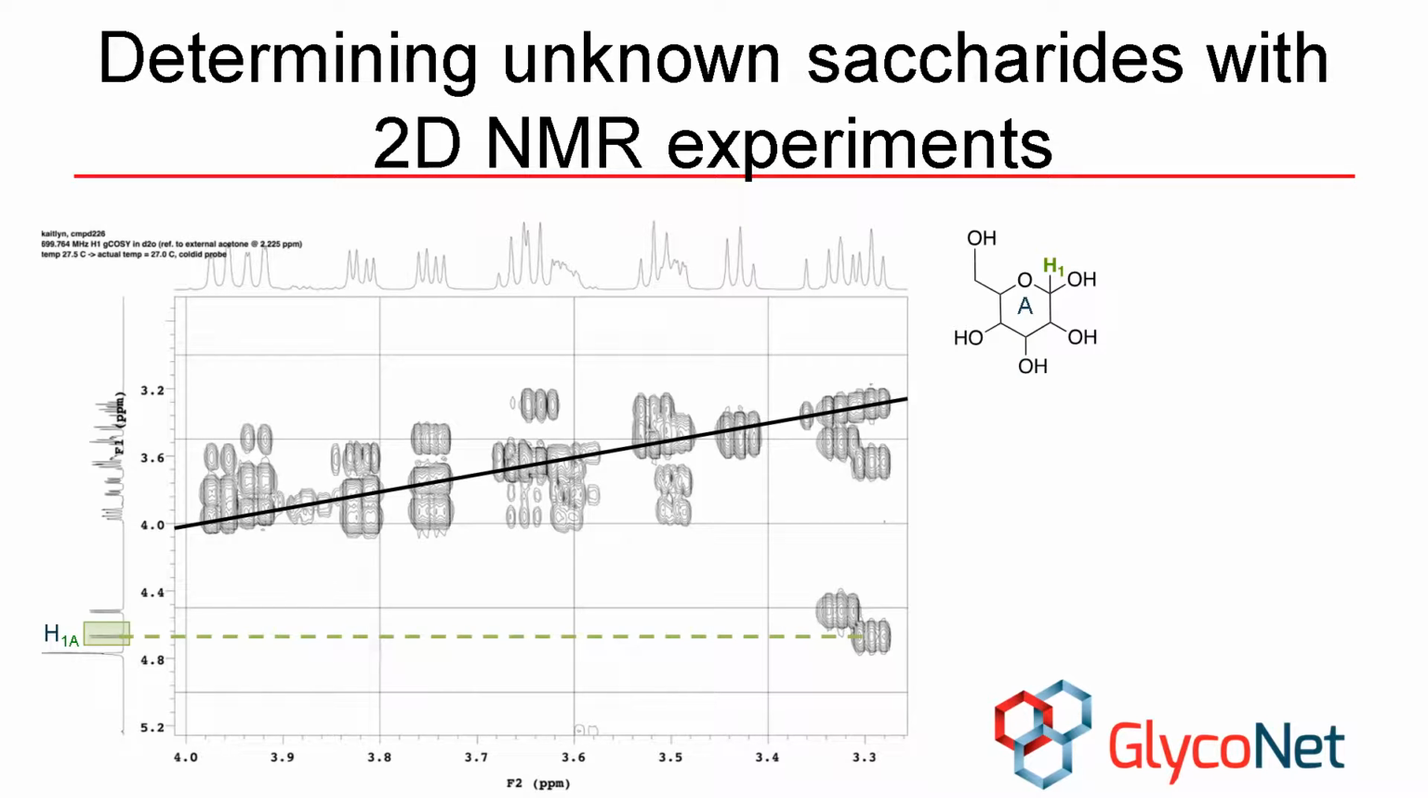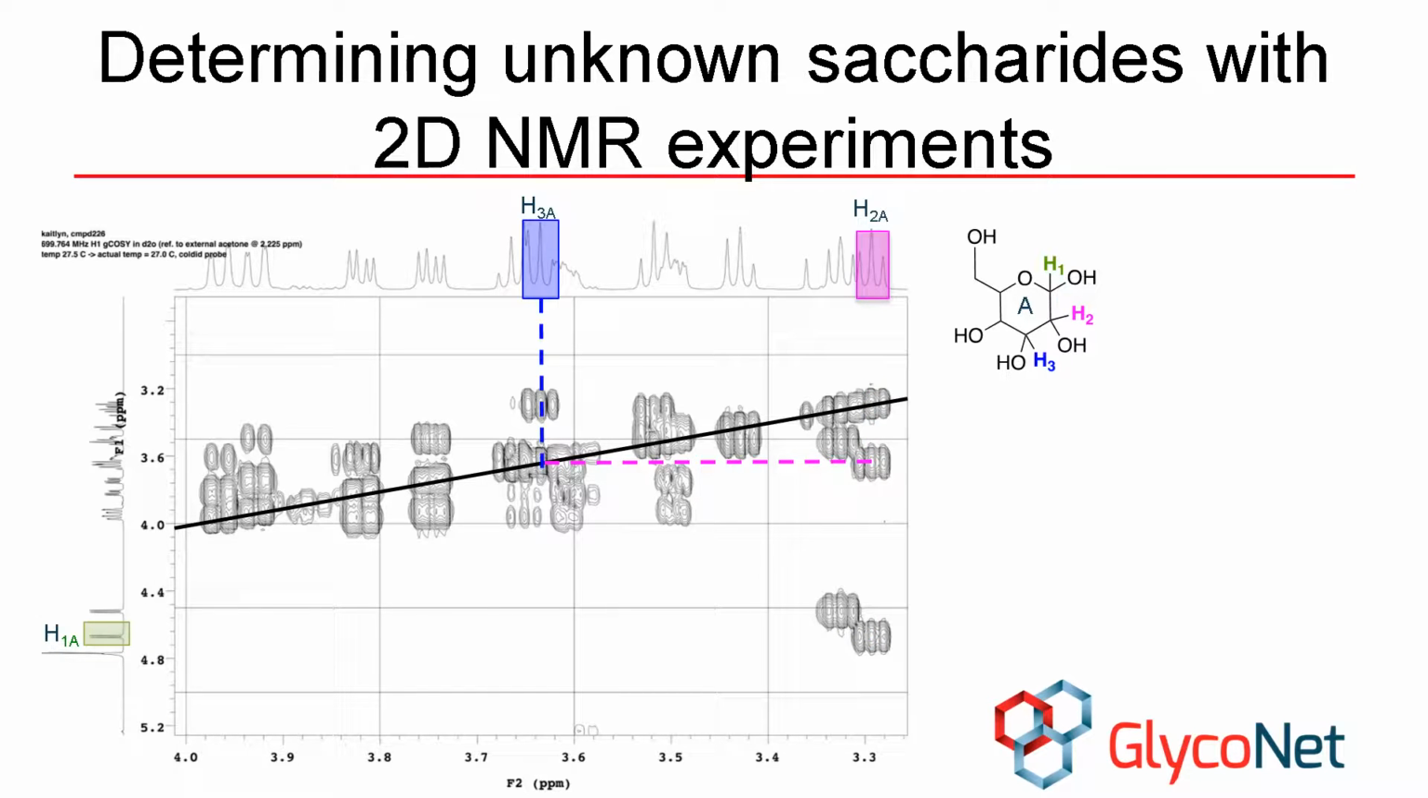Next, we draw a horizontal line at the first anomeric proton, which I have labeled as HA1. We see that there is a cross peak at 3.3 parts per million, and by following the vertical upwards, we are able to identify the proton at position 2, as indicated by the purple color. If we look at the other cross peak that is present in the vertical of H2A, we can draw a horizontal line that intersects the diagonal at 3.63 parts per million.